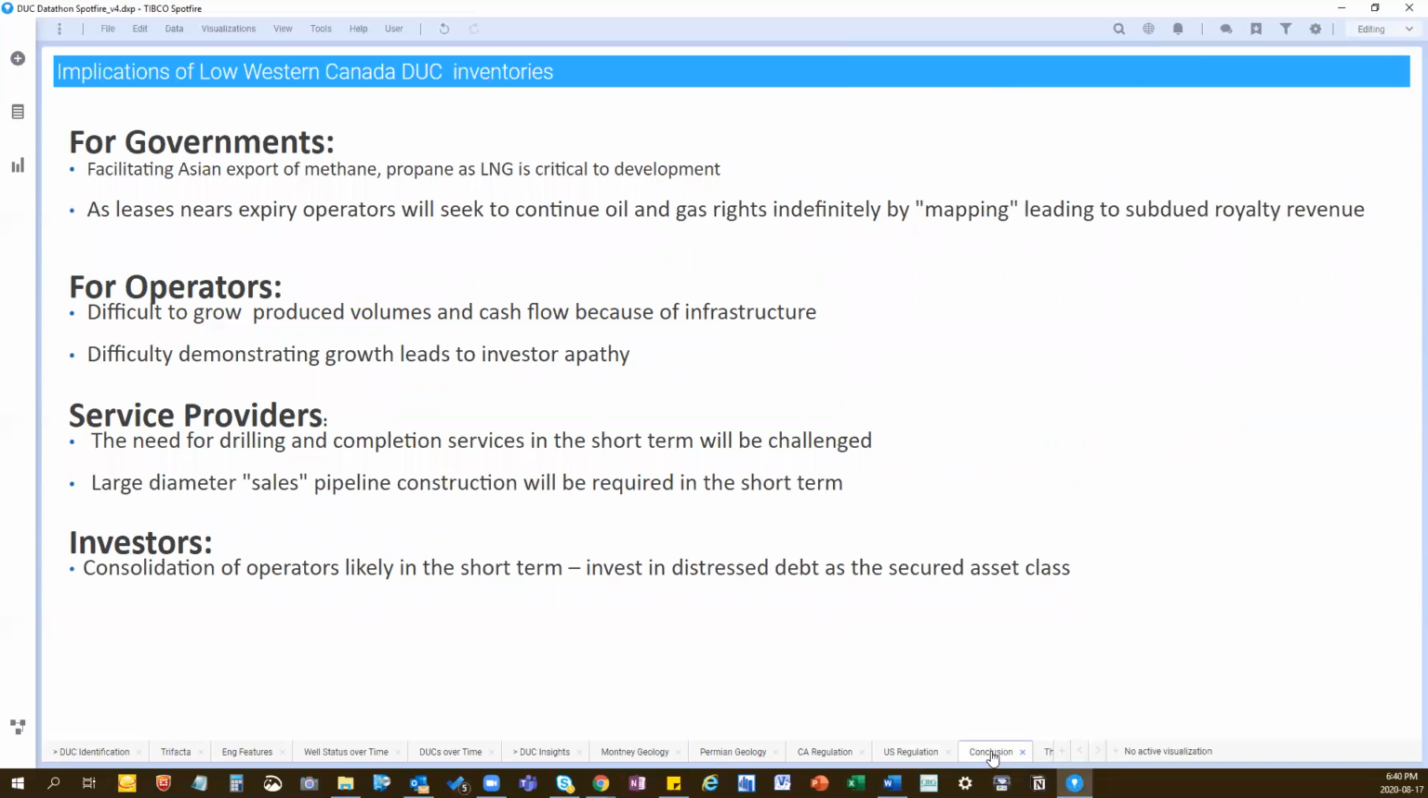Implications for Canada are, for Canadian governments, facilitating the Asian export of LNG is critical. There will be subdued royalties for the short term. For operators, it is difficult to show growth, and a lack of growth leads to investor apathy. For service providers, the need for drilling and completion services will be subdued. For investors, consolidation of the operators will be helpful. Acquisition of distressed debt as the senior asset class may be the best investment.